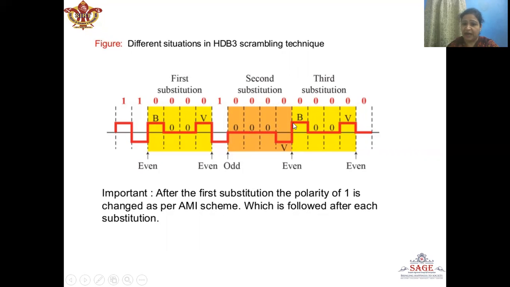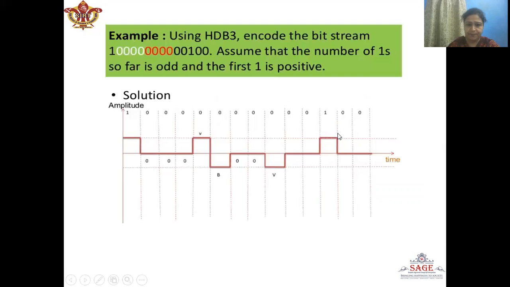Then again 4 consecutive zeros will be there. Since after the last substitution there are 0 ones, which will be considered an even number of ones, we will use the pattern B00V. So B will be considered positive voltage level. In 00V, the violation will again be positive voltage level.